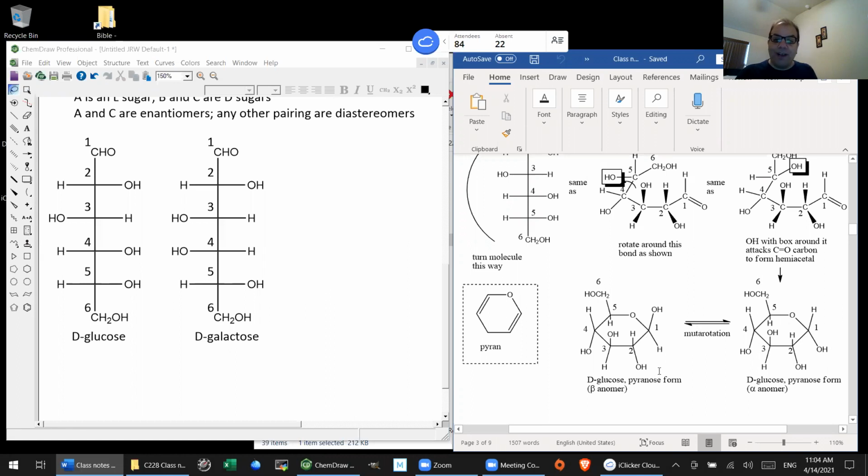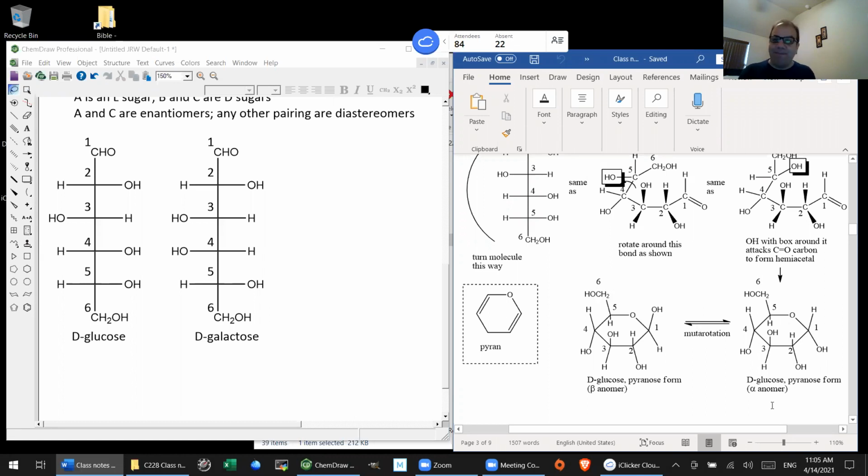And so the one where the OH group points up in relation to the CH2OH, which is carbon 6, the one in which those two groups are cis to one another, we call that the beta anomer, and the one where the OH points down, we call the alpha anomer.